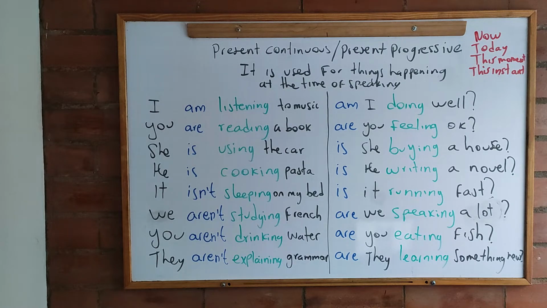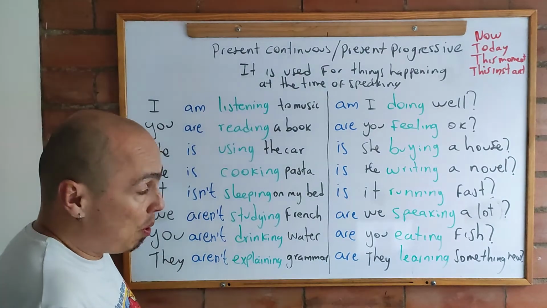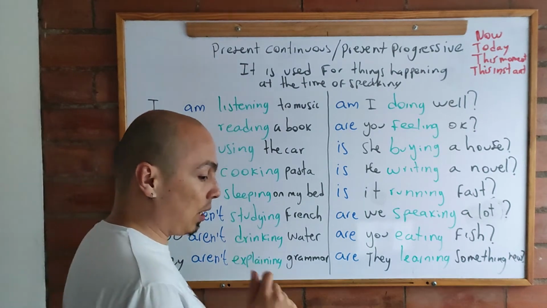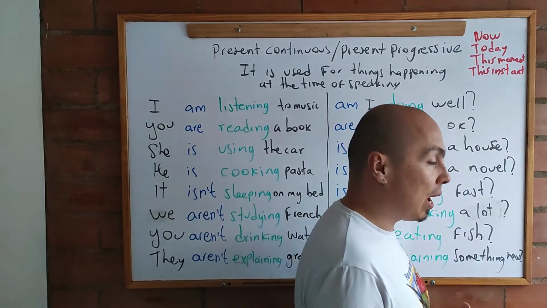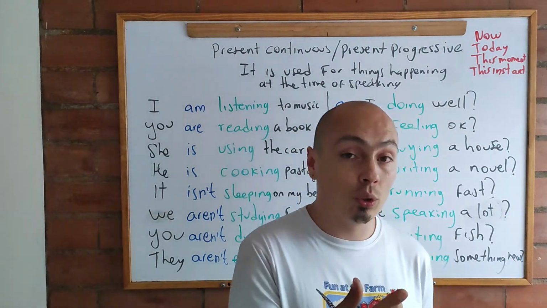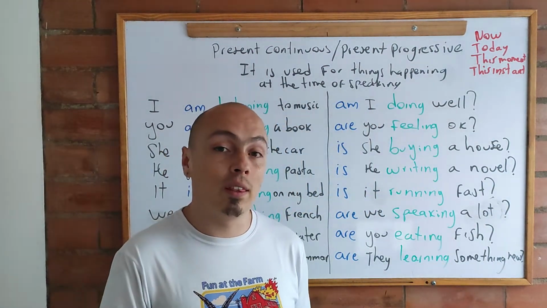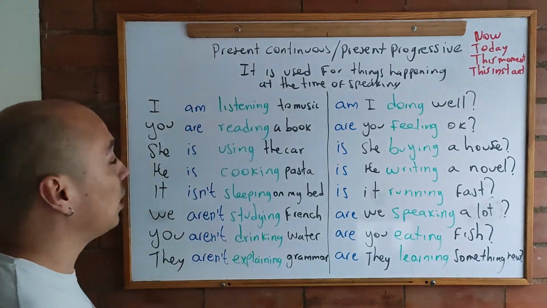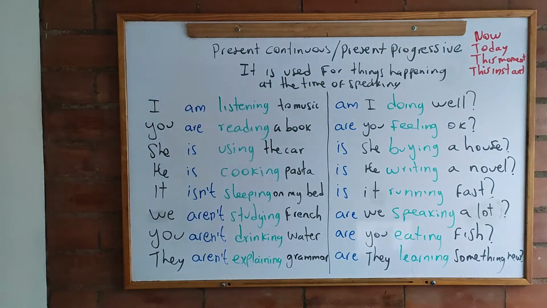The present continuous or the present progressive is going to be used, in a first moment, to speak about something that is happening in this exact moment. For example, I am walking in front of the camera. I am talking to you. You are watching this video. You are taking notes. So those things are in present continuous or present progressive, happening right now, okay?